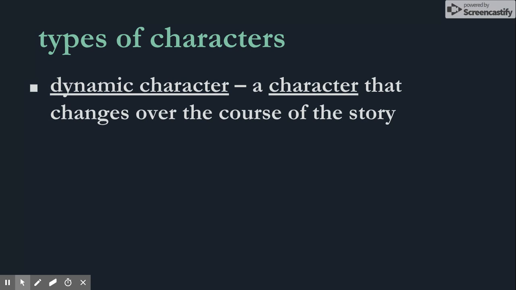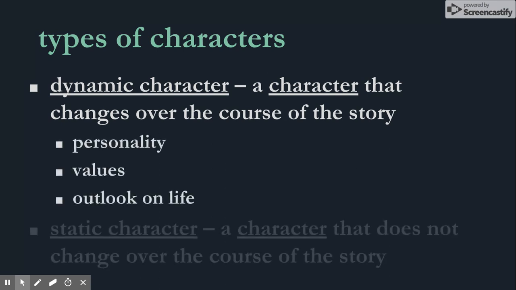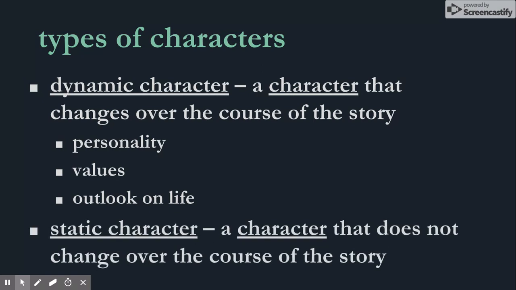A dynamic character is a character that changes over the course of the story. They've learned, they've grown, they've adapted, they've survived. Somehow they have changed from the beginning to the end. This could be their personality and their values, their outlook on life. A static character, however, is a character that does not change over the course of the story. We see static characters most often in children's stories or simple allegorical fables, the tortoise and the hare, something like that.